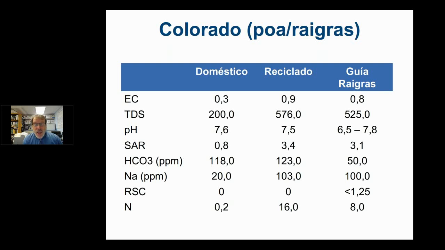Now I want to use some examples to get some of these points across, and the one that I want to look at is from Colorado, and this is Colorado Country Club. It was built in 1908. It's been irrigated with this domestic water for more than 100 years. So this sort of gives you an idea of the quality of water that works pretty good.